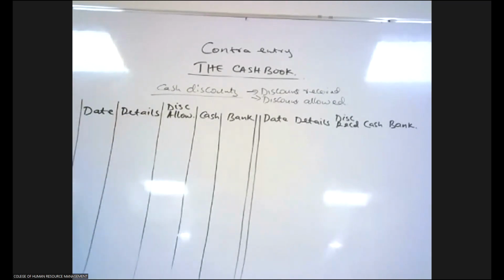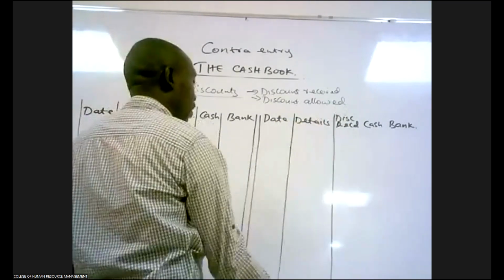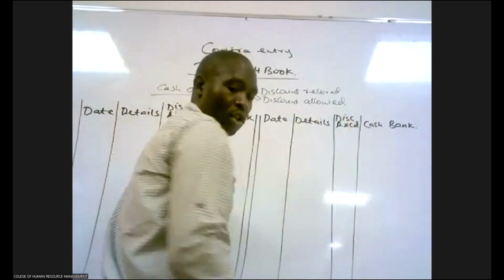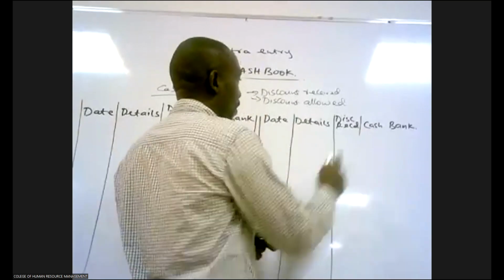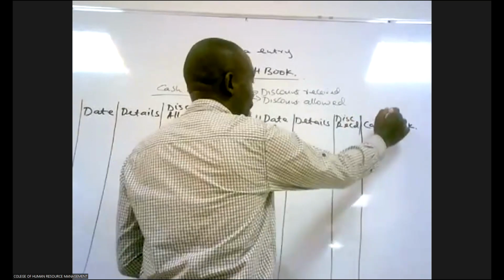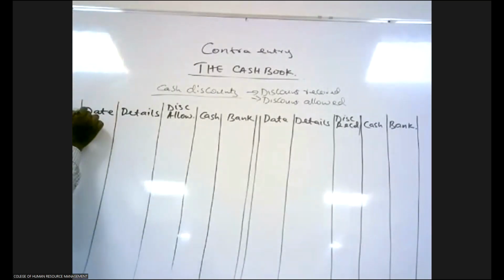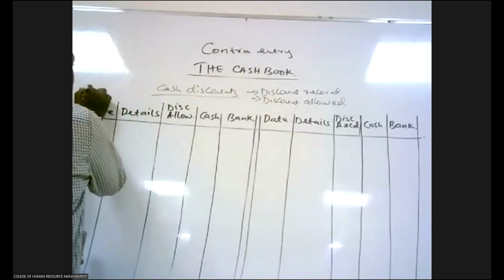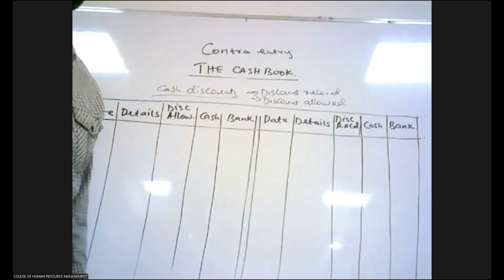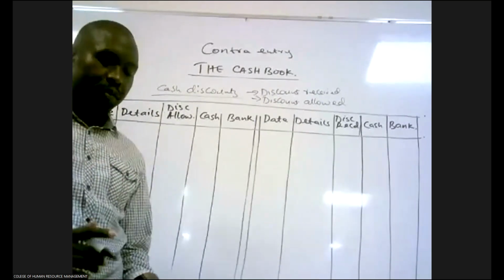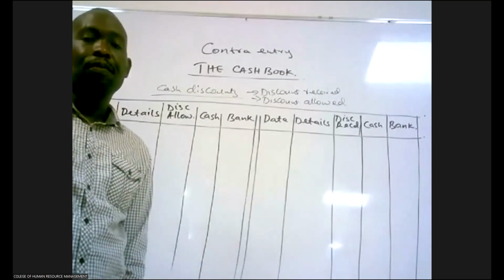The discount is actually an allowance. Let's start with the discount allowed. It's an allowance given by the business to the customers, to encourage prompt payment of the account.